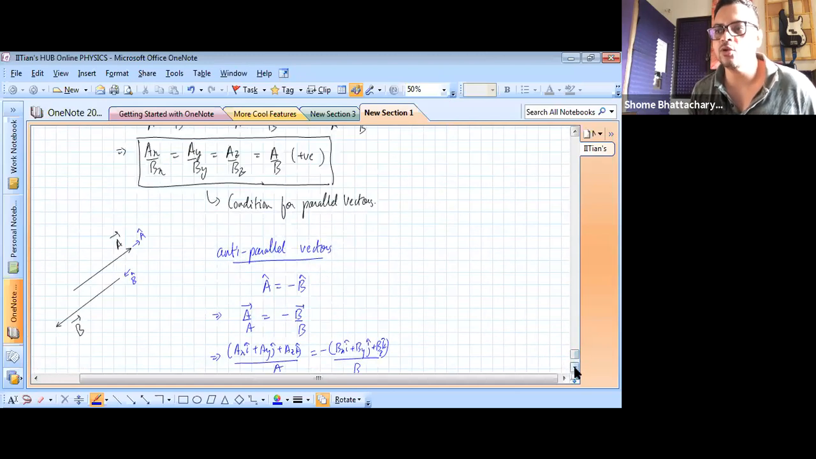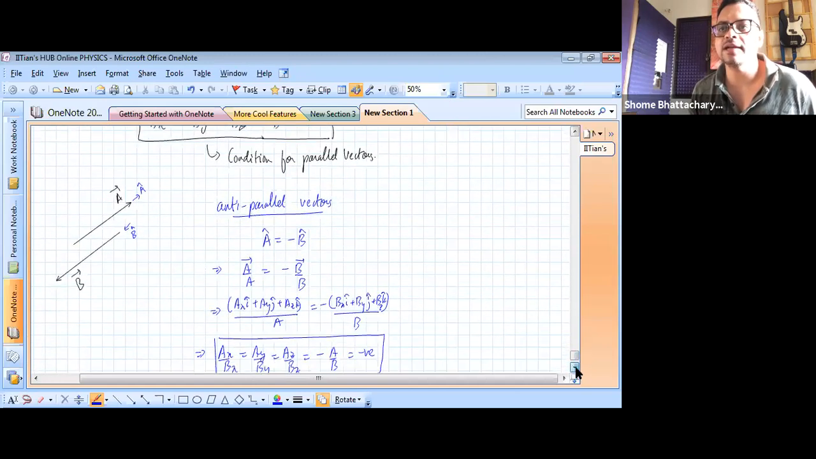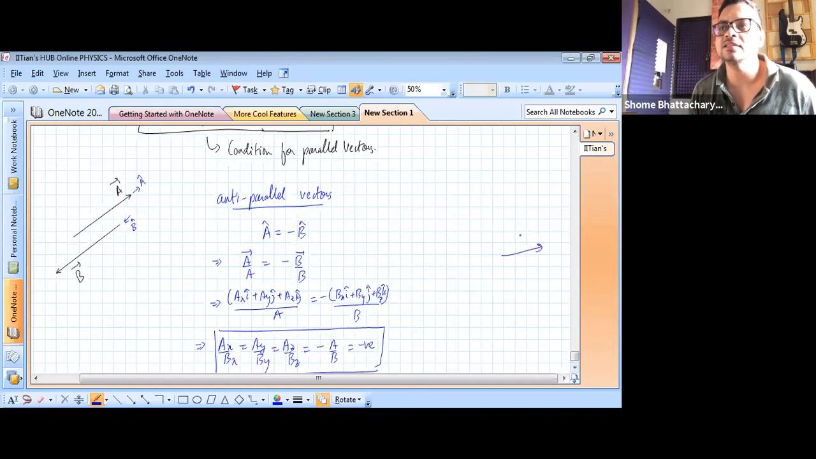Whereas if these ratios are not equal, then they are neither parallel nor anti-parallel. Then there are some arbitrary vectors like this and this. These two vectors will not satisfy either this condition or the above condition. Okay, people, so hope this is clear to all of you. And with this, we come to the conclusion of today's session.